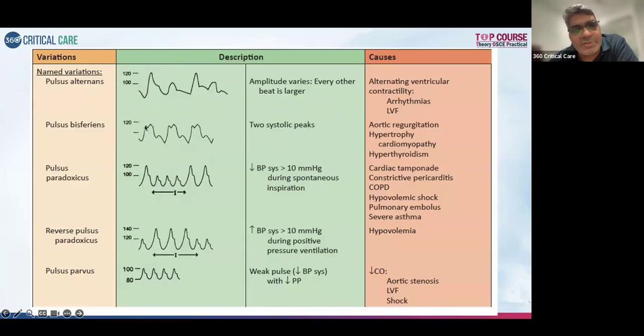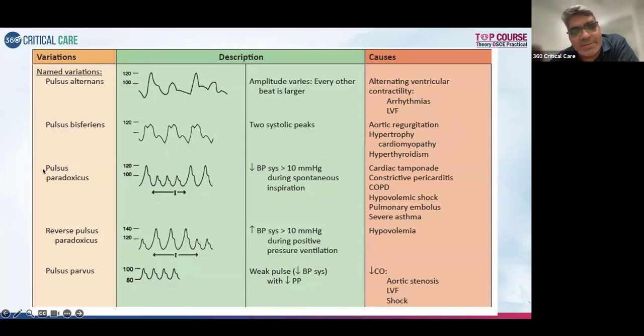Pulsus bisferiens, which will have 2 systolic peaks, usually seen in aortic regurgitation and also in HOCM, or hyperdynamic circulation such as hyperthyroidism. So 2 systolic peaks, bisferiens can be seen in these three conditions.